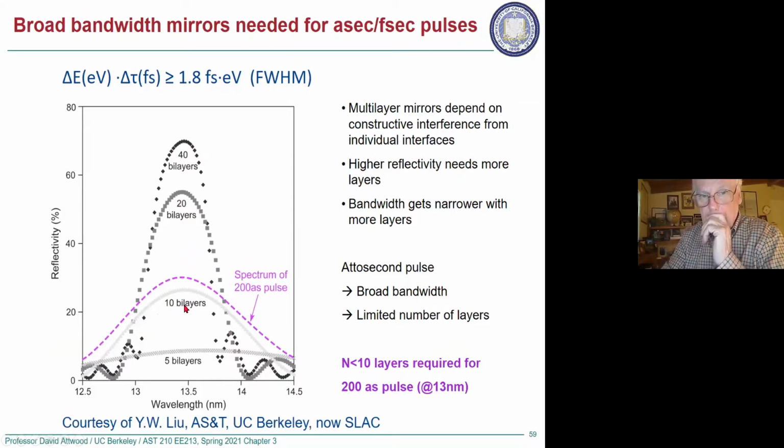Here it's shown 10 bilayers, so that you'll have a broader spectrum. The reflectivity won't be as high, but the spectral width will be broader, and you can reflect an image and do spectroscopy with shorter pulses. And this was the same Yanwei Liu I told you was at SLAC, who was in one of those pictures. And I think that's all we have for today.